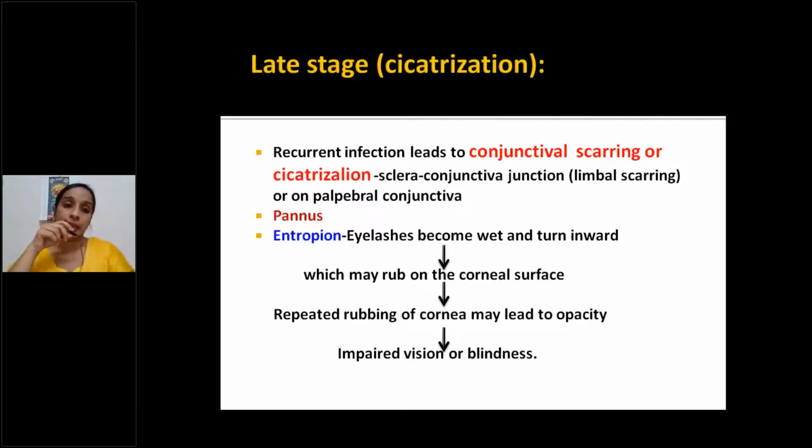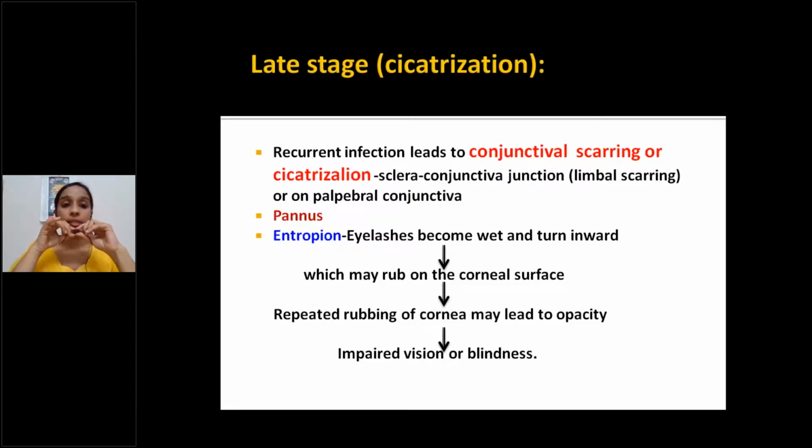Next stage, chronic late stage. The major feature in the late stage of trachoma is cicatrization. What is cicatrization? Contraction of fibrous tissue at the infected site is called cicatrization. In the late stage, recurrent infection leads to conjunctival scarring or cicatrization. Mainly involved sites are the scleroconjunctival junction or the palpebral conjunctiva. These two are the commonly affected sites.